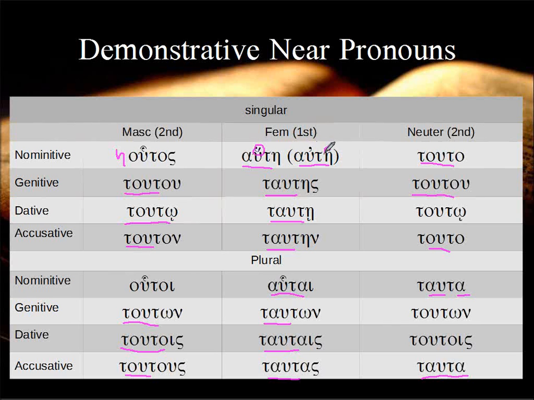Okay? So, the accent for the demonstrative near pronoun is in the first syllable. The accent over here is in the second syllable. All right? So, that's how you guys know between the demonstrative pronoun and the personal pronoun, the third person personal pronoun.